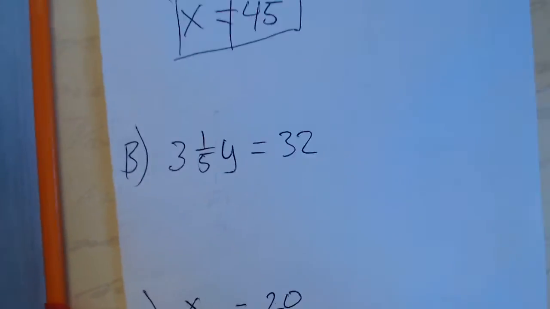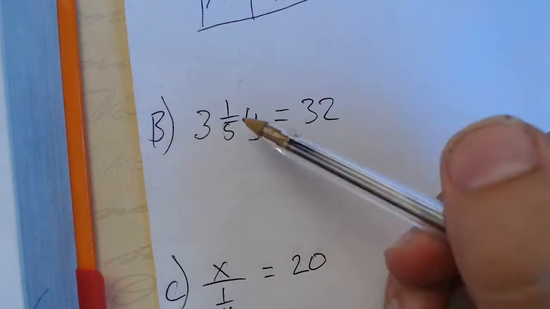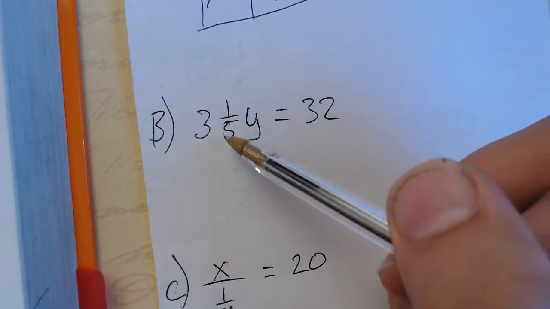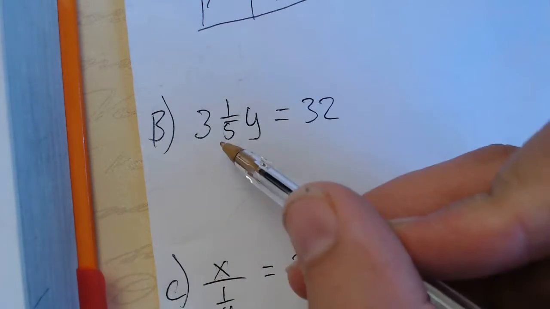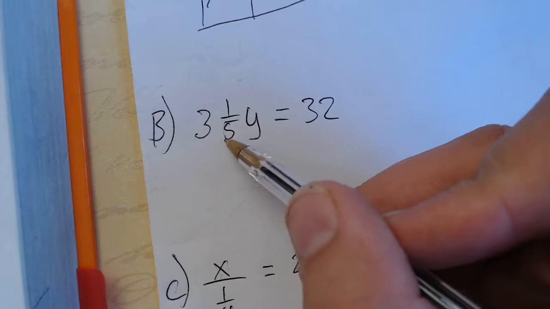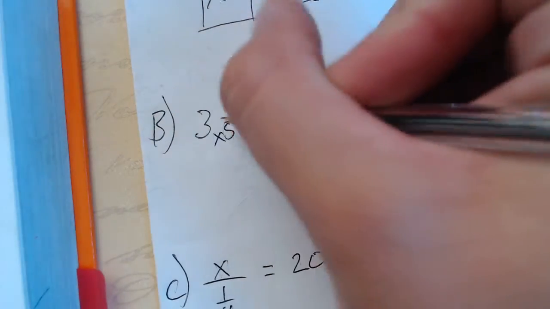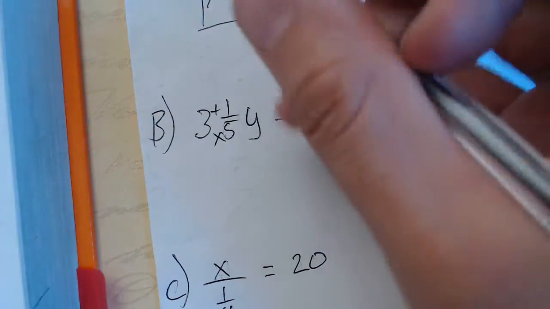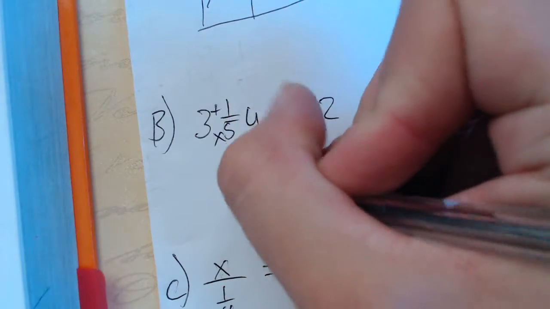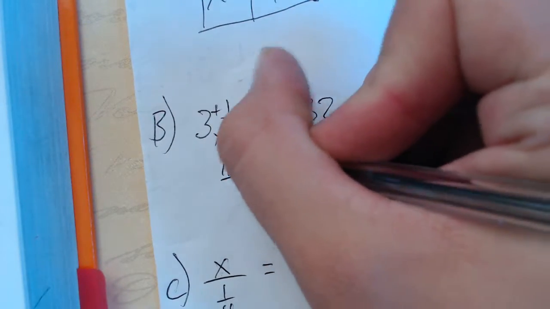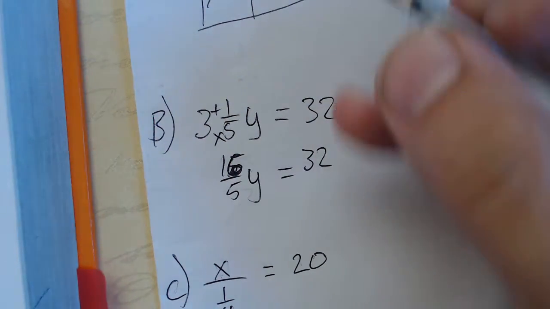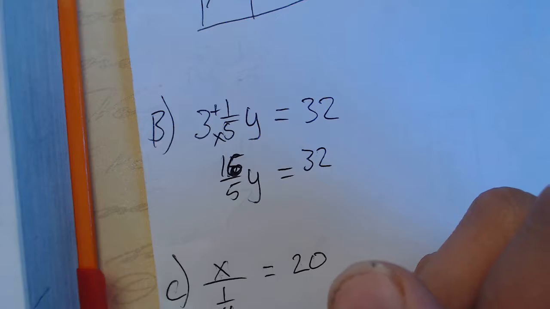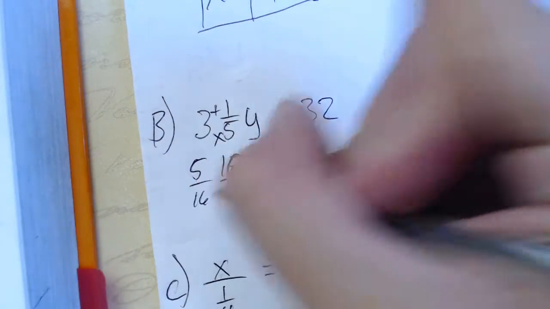Now, let's go to B. Same thing, but now we're using mixed numbers. So the best way to do this is take this mixed number and turn it into an improper fraction. So whenever we see an equation with a mixed number, a simple one like this, we're just going to turn it into an improper fraction. So we multiply 5 times 3, add 1, we get 16 over 5, sorry, 16, not 15, 16 over 5 times y equals 32.